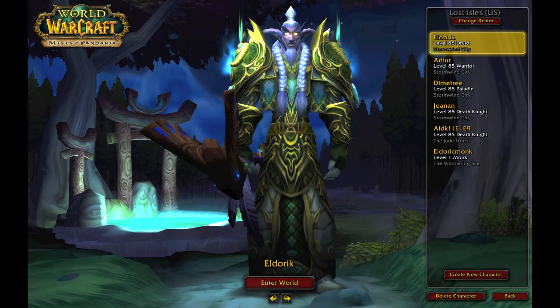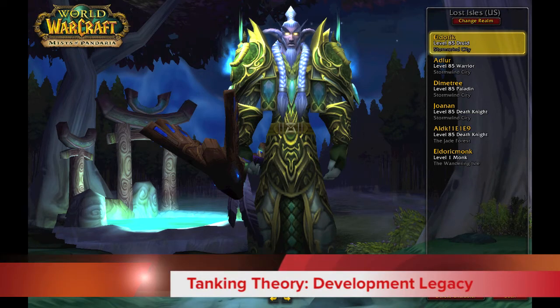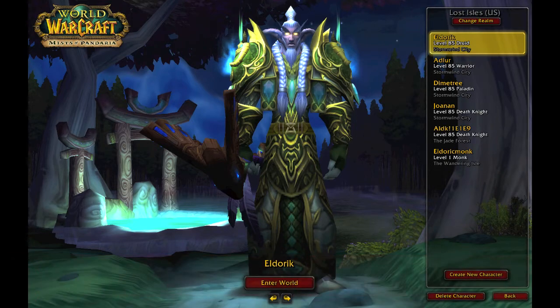We're going to be talking about development legacy. A lot of times you wonder why your toon is the way it is, or why a class, or why healing is the way it is. Well, it has a lot to do with development legacy, and that's what we're going to hop in and discuss this time.